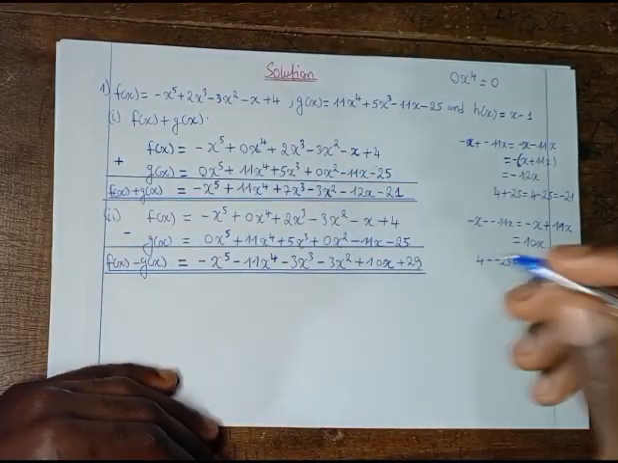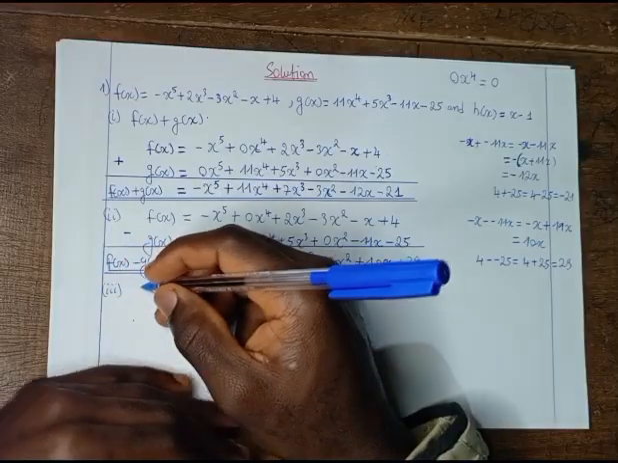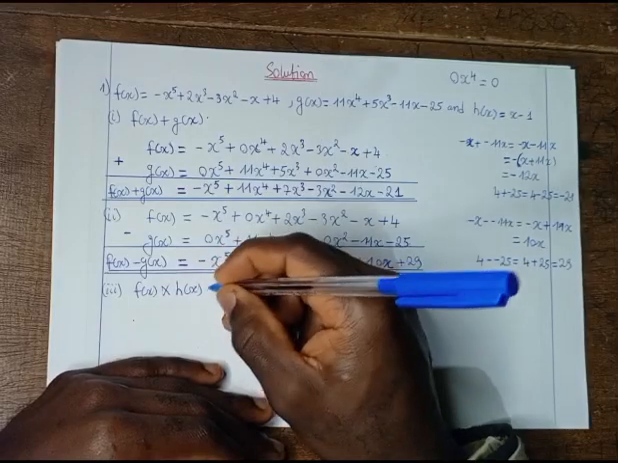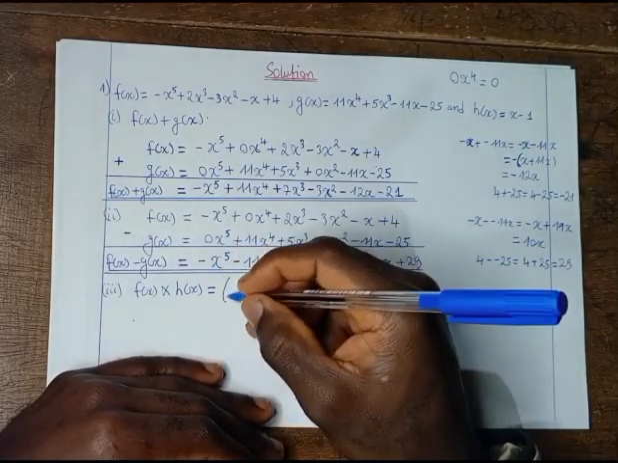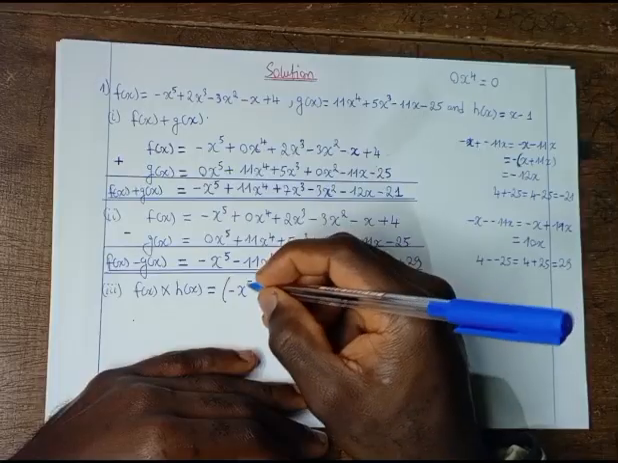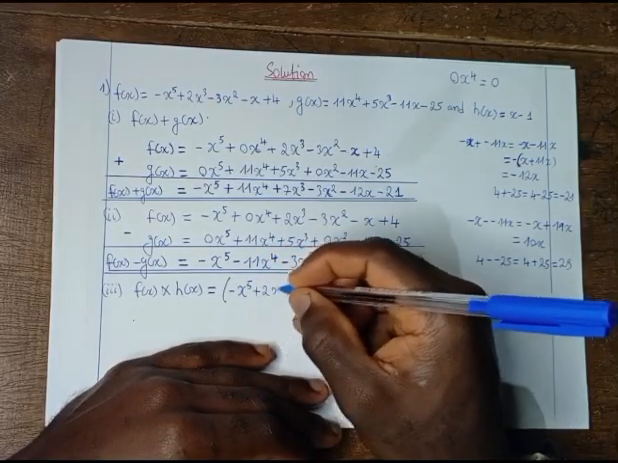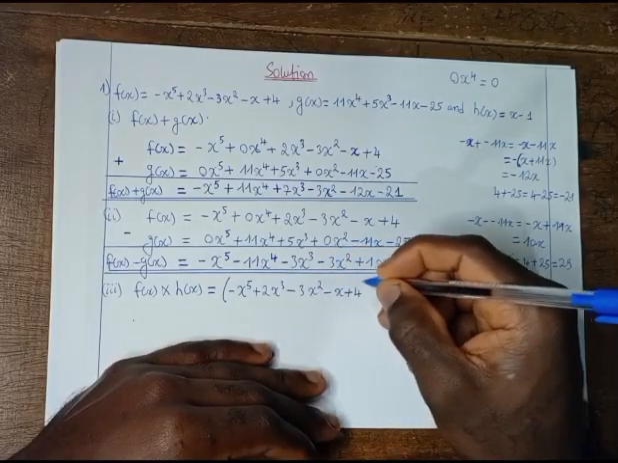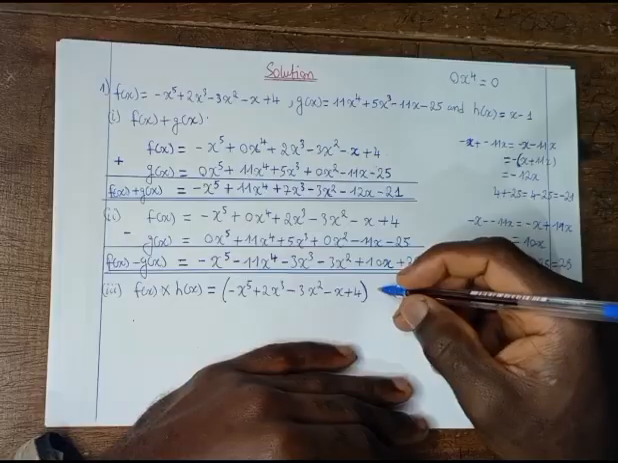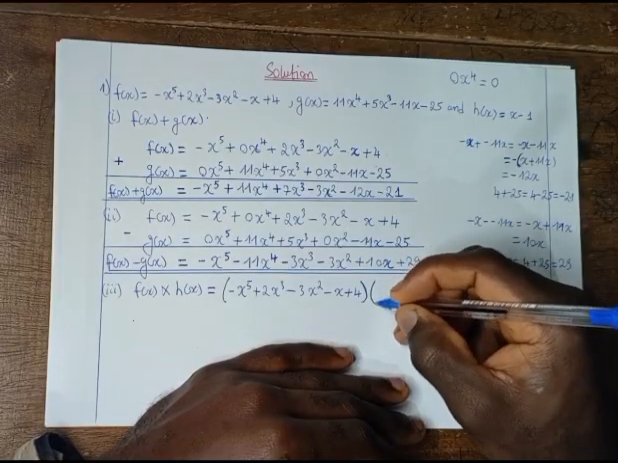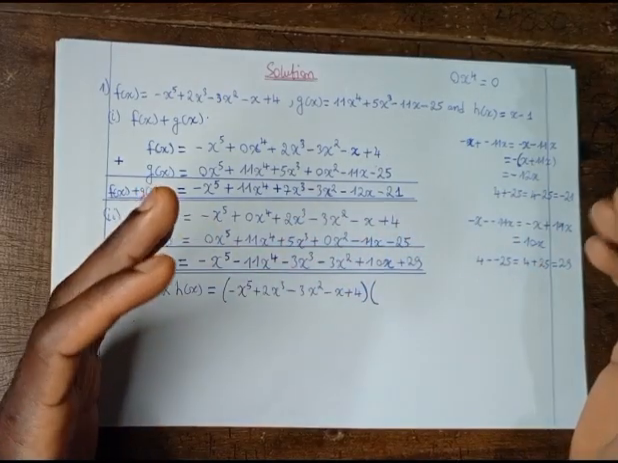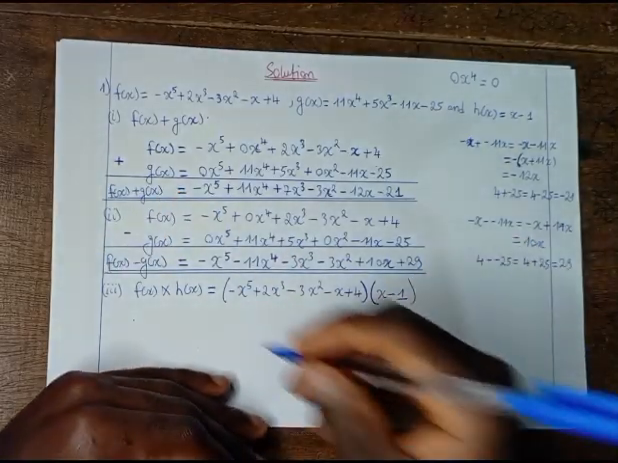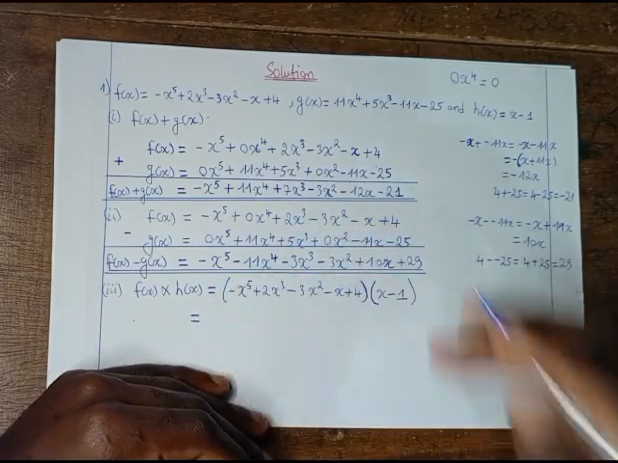Next, we go to 3. For 3 we have to find f of x times h of x. Now f of x is the polynomial. We are going to put it in a bracket as such: negative x to the power 5 plus 2x cubed minus 3x squared minus x plus 4. We have to multiply it by the second polynomial, which I'll put in a bracket. We know already these two brackets are for multiplication by the polynomial x minus 1. Now we need to expand the brackets.